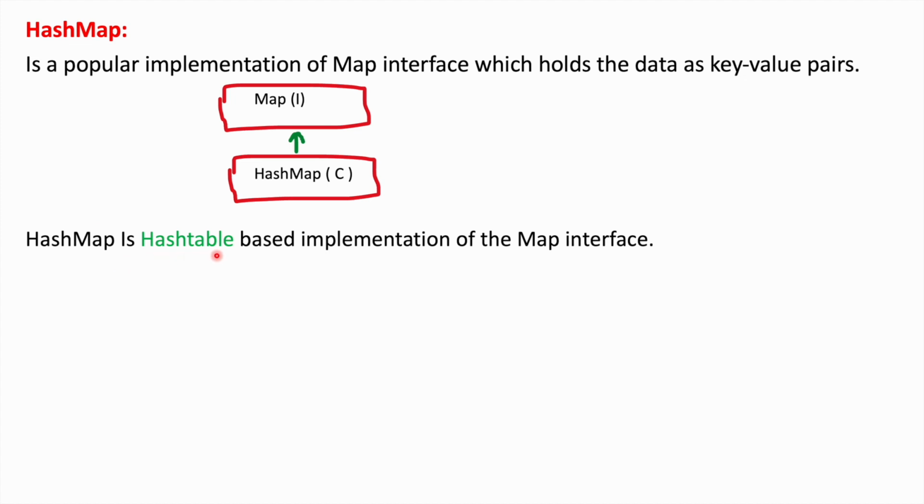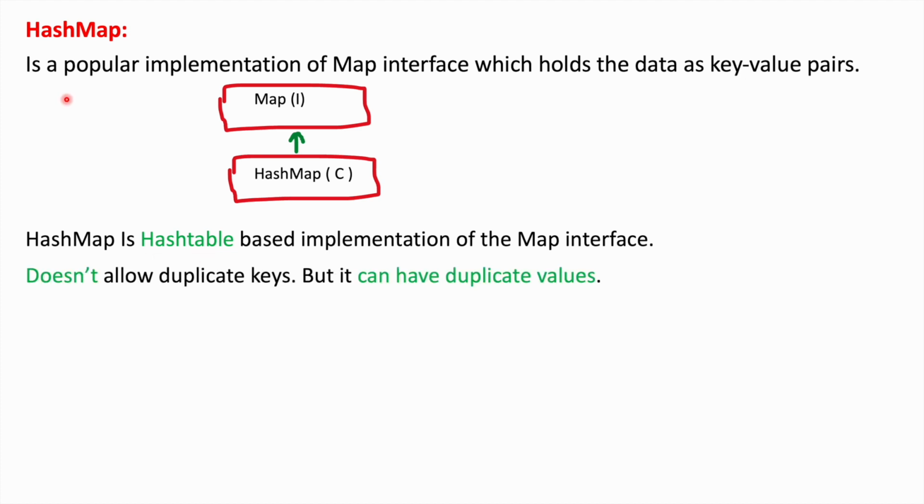HashMap is a hash table based implementation of the Map interface. That is, HashMap is implemented based on the data structure hash table. HashMap does not allow duplicate keys, but it can have duplicate values. HashMap can have multiple null values and only one null key.